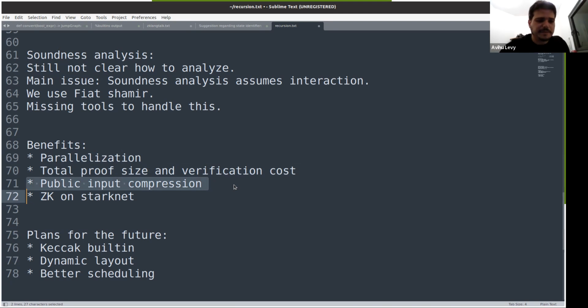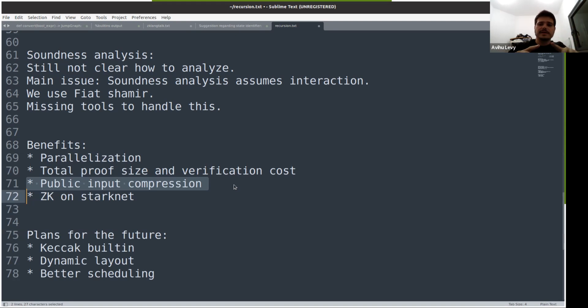I'll give a small example. Today on StarkNet, the public input we output is basically the state difference for each storage cell that the program touched. We show the previous value and the latest value. So this thing costs data on chain. But when we take two such state changes, two proofs, we get a smaller state diff because there are cells that were changed by both of these proofs.